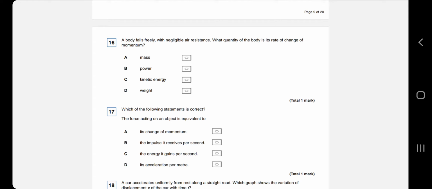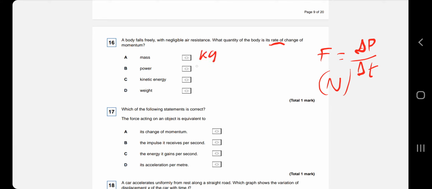A body falls freely with negligible air resistance. What quantity of the body is its rate of change of momentum? Rate of, remember, just means divide by time. So we're going to divide our quantity, which is momentum, by time. So force is equal to the change in momentum divided by the change in time, which is measured in newtons. And then we just need to look at which of these quantities is equivalent to newton. So mass is measured in kilograms, power is in watts or joules per second, kinetic energy is in joules, weight is in newtons. So the answer is D.